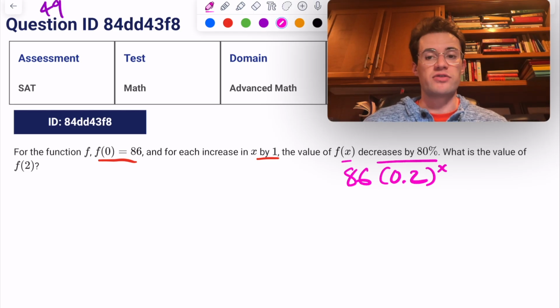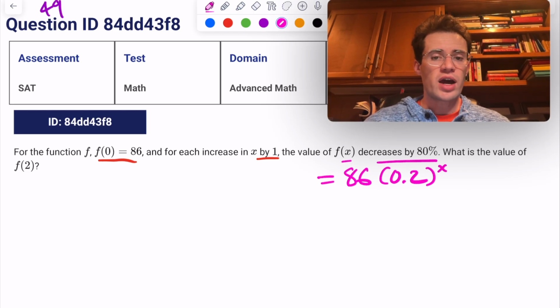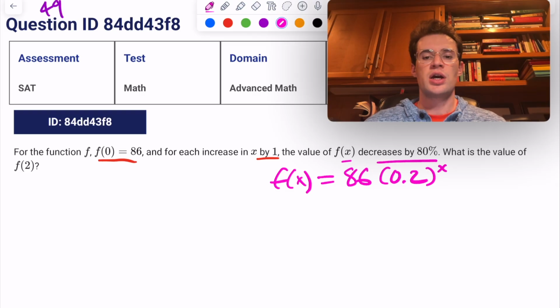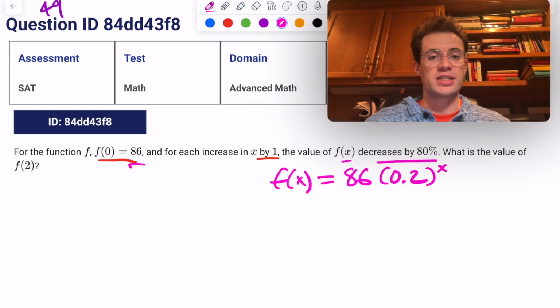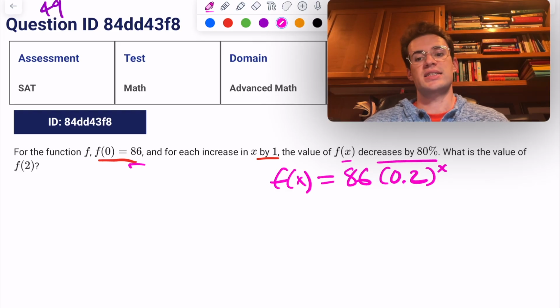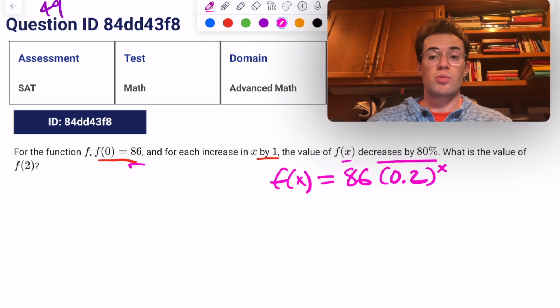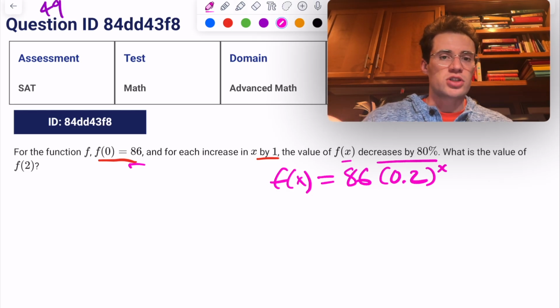What is the value of f of 2? All right, well, we've got our function now. F of x is equal to this. And you can even test that out. F of 0 would be 86 times 0.2 to the 0. Anything to the 0 power is 1, so that's 86 times 1, which gives you 86. And then when you increase the x by 1, to give you f of 1, it'd be 86 times 0.2 to the 1. So you're multiplying it by 0.2, which loses 80%. Okay, so this is the correct function here.